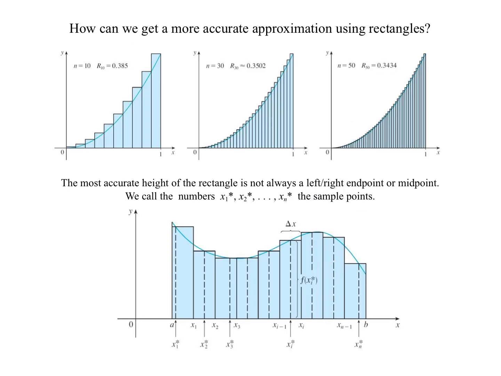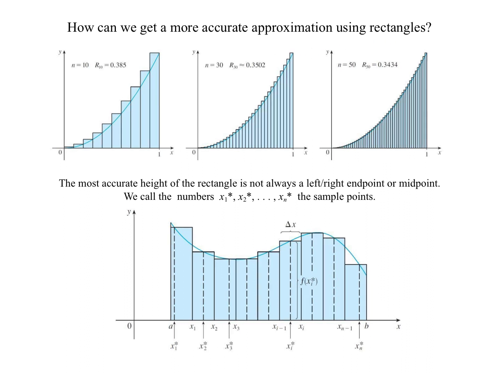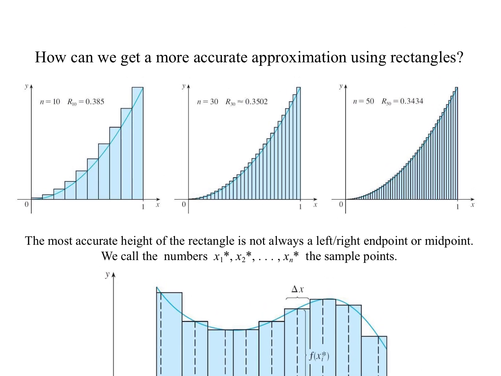So how can we go about getting a more accurate approximation using rectangles? Well, the more rectangles we have, the more accurate our representation will be. And the way we increase the number of rectangles is essentially decreasing the width of each rectangle. So you can see as we decrease the width, the number of rectangles increases and it looks closer and closer to the actual area under the curve.